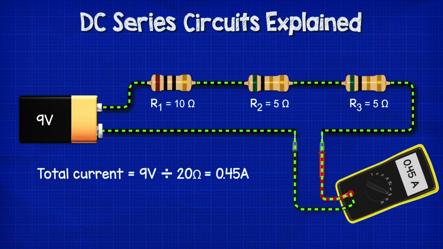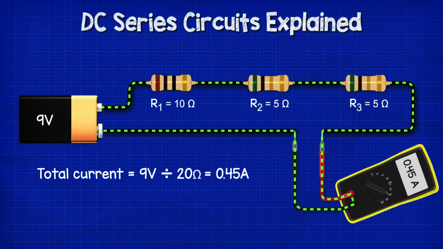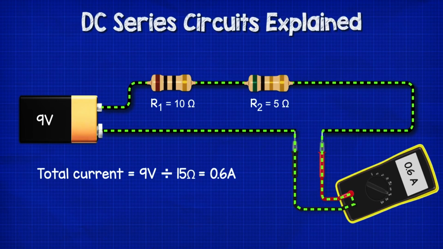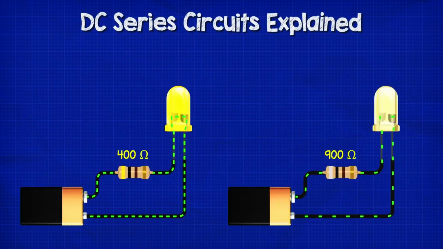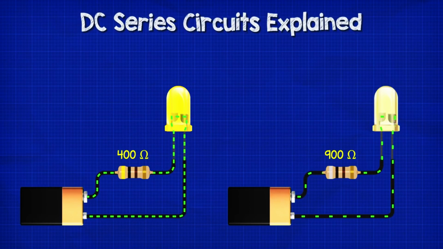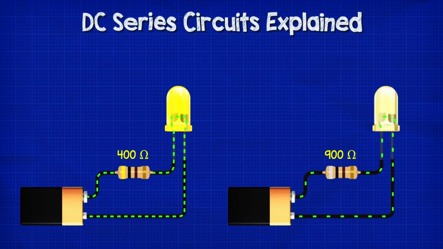So 9 volts divided by 20 ohms equals 0.45 amps. So we can see that as we add more resistance to the circuit, the current reduces, so less electrons are flowing, and that means we can do less work. We can visualize that by connecting an LED with a resistor into a circuit. The higher the resistance, the dimmer the LED will be.